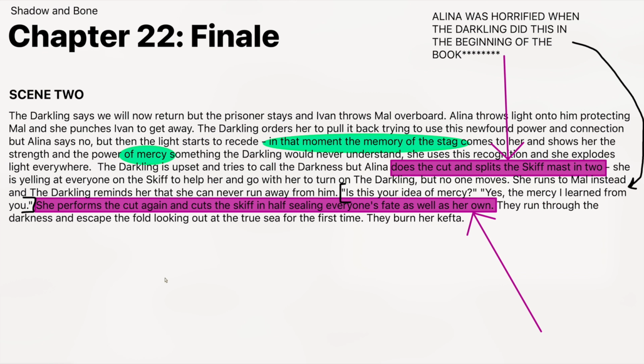It's really important to try to showcase that change in your character in the finale moments. How have they changed? How are their decisions different now after everything they've gone through than the very beginning of the book?